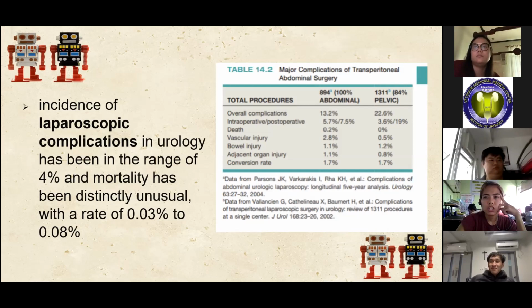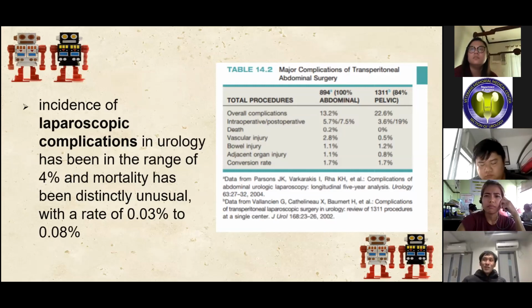For the major complications of transperitoneal abdominal surgery, here you can see that overall complications are increased in pelvic procedures, and also the intraoperative and postoperative complications are increased in the abdominal. The others, like death, vascular injury, bowel injury, and organ injury, are increased more in abdominal. The same goes for the conversion rate of abdominal and pelvic.